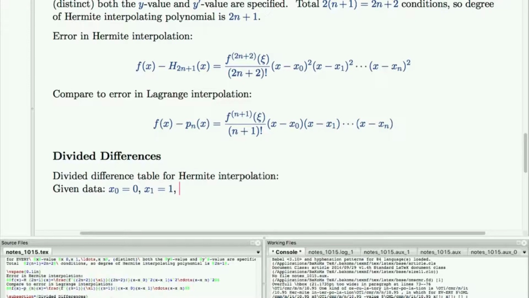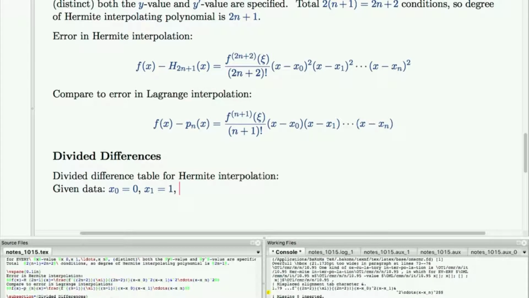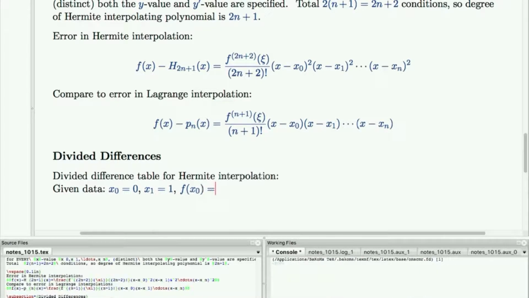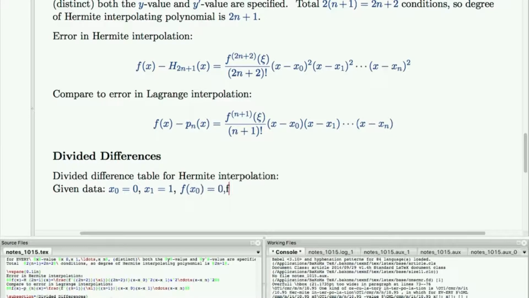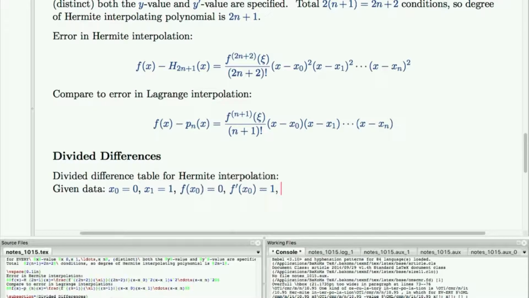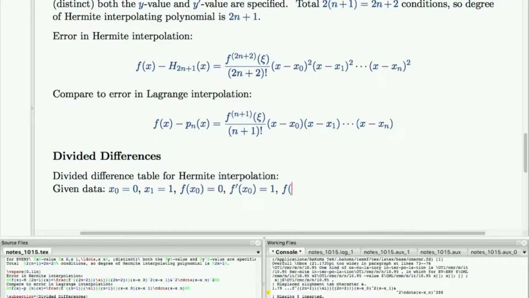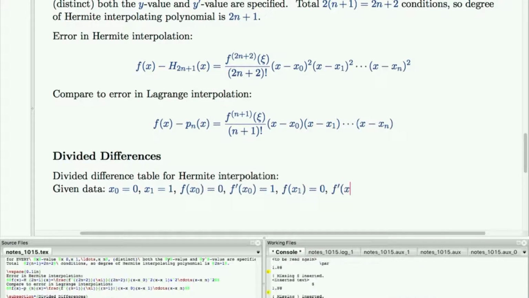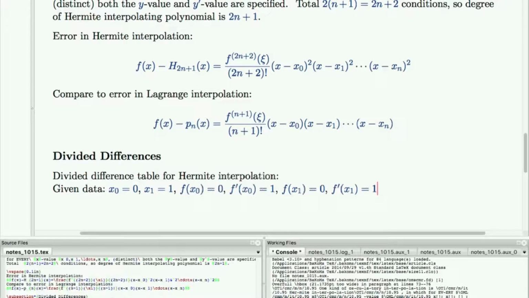And then for y values and y prime values, we have f of x naught is going to be 0. F prime at x naught is going to equal 1. And then I have f of x1 is also 0. F prime at x1 is also 1.